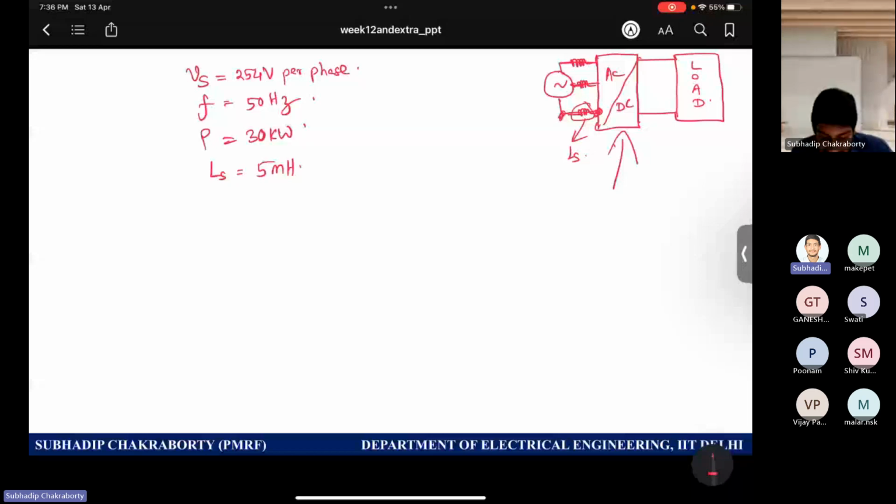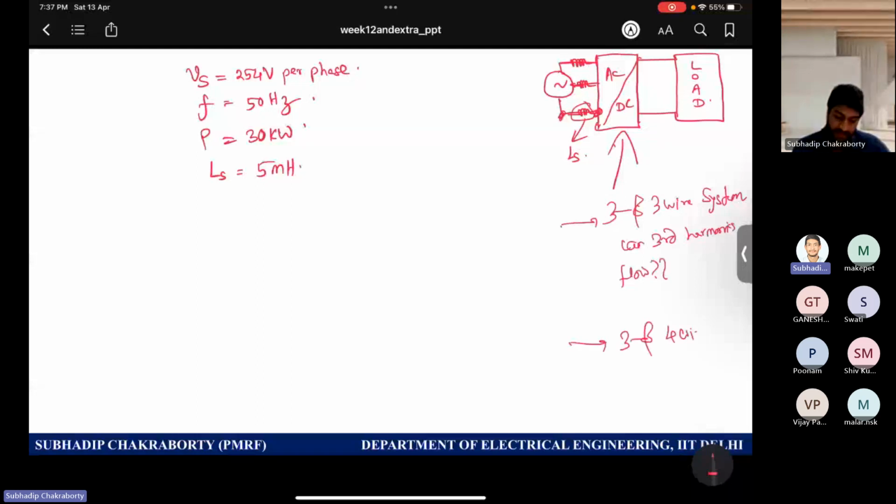Can any one of you tell me, in a 3-phase 3-wire system, can third harmonics exist? Can third harmonics flow in a 3-phase 3-wire system? That is one question, and another question for you: in a 3-phase 4-wire system, can third harmonics flow?